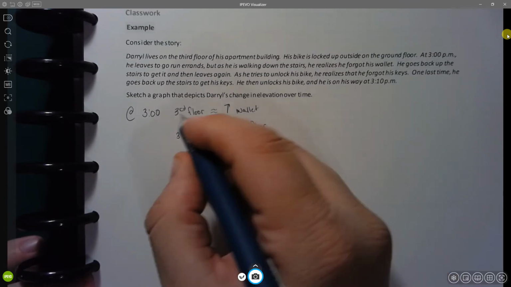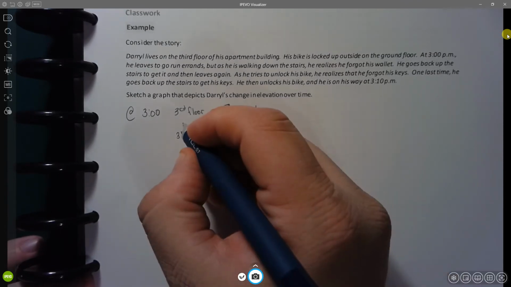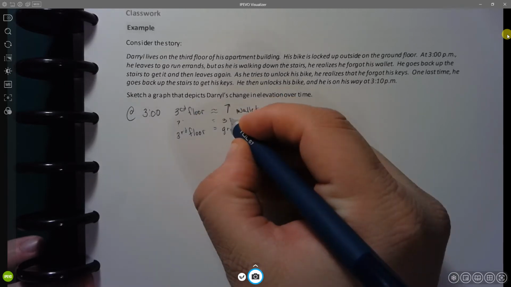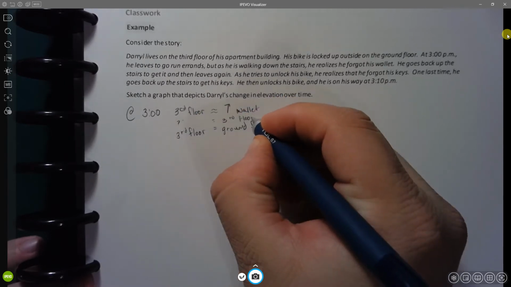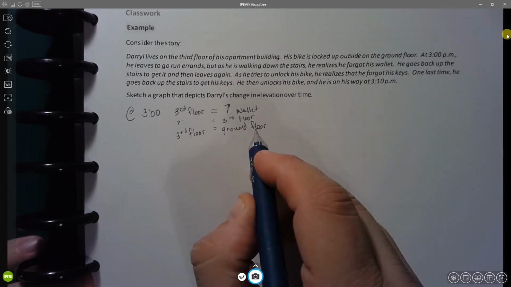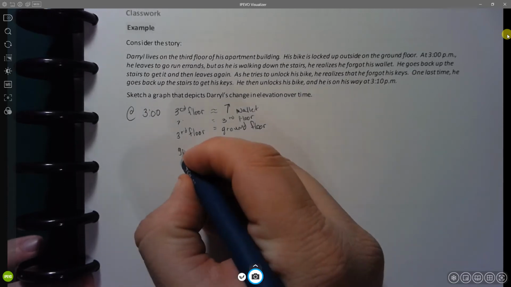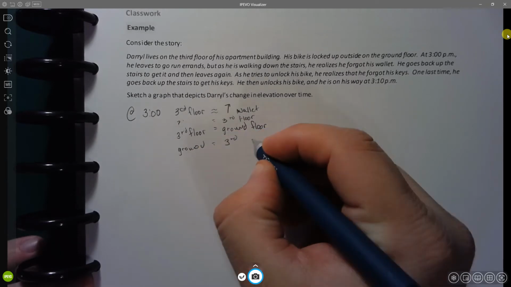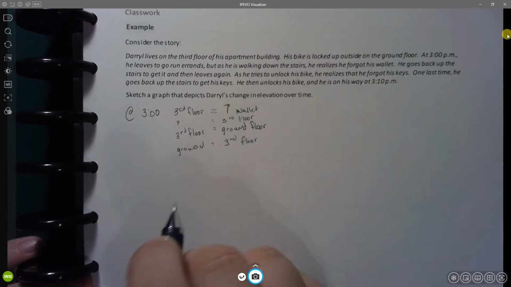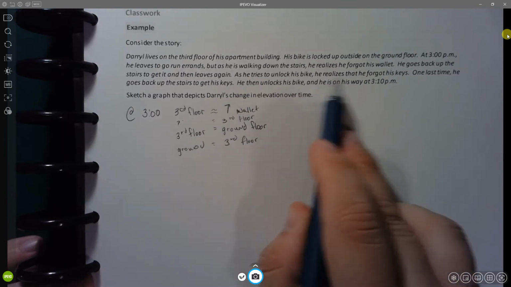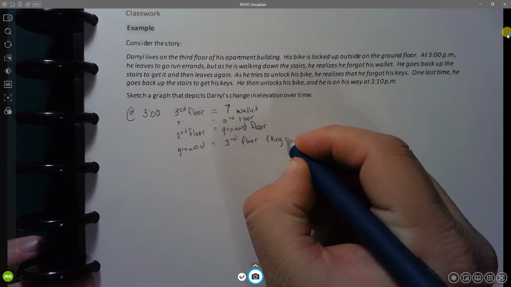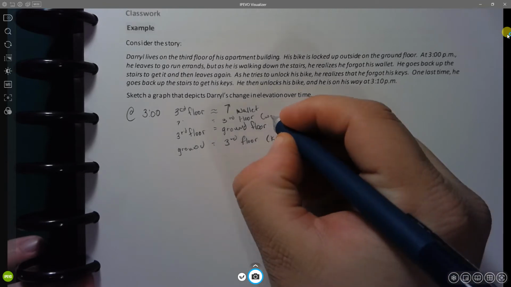So here we got the 3rd floor for the wallet. Then he's got to go from whatever floor he's on back to the 3rd floor. Then he's on the 3rd floor and he's all the way at the ground floor. The next time, he's got to go from the ground floor back to the 3rd floor, and that's because he forgot his keys. So he has to go back up to fetch his keys. So here's the keys. This is where he's going to get his wallet.